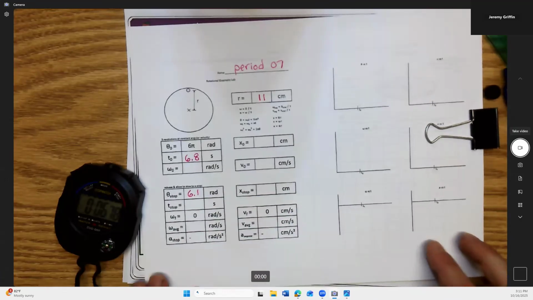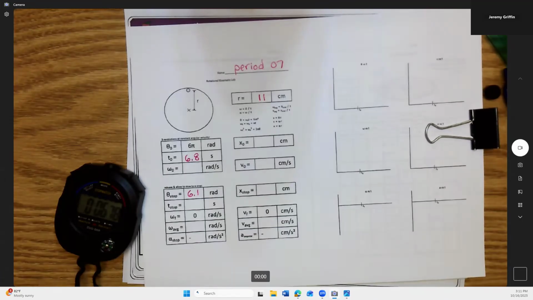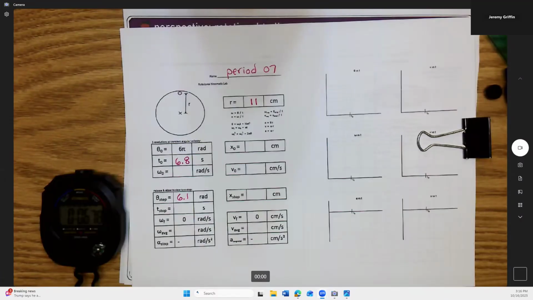Okay. Now here's where I'm going to pause the video and walk around the room and make sure that everybody's up to where I am. All right, we're back recording. Okay, so everybody's up to where I am.